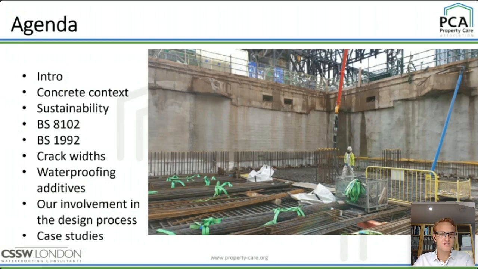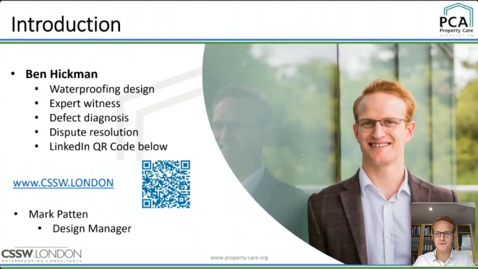And then we'll talk about British Standard 8102, which is the code of practice for protection of below ground buildings against water from the ground. We'll go on to talk about BS EN 1992, which is Eurocode 2, and parts of that. We'll talk about crack widths, waterproofing additives, and, as a waterproofing designer, how I approach designing watertight concrete. And then we will do 3 case studies towards the end. So thank you for joining me.